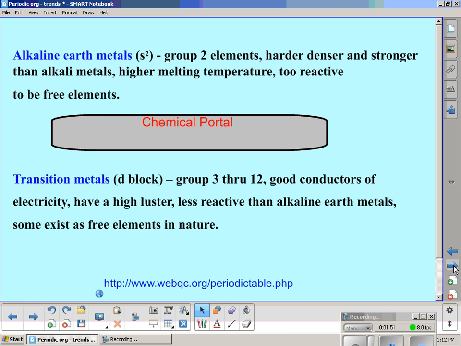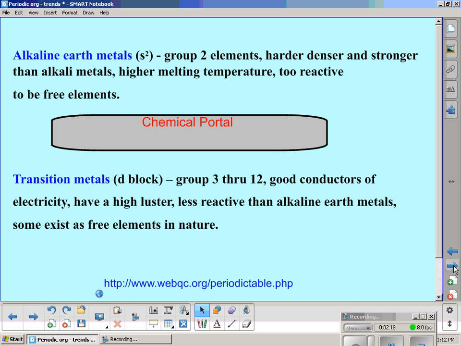Okay, our next group, group 2 elements. They're alkaline earth metals. They're harder, denser, and stronger than alkali metals. They have higher melting temperatures than alkali metals, yet they are still too reactive to be found as free elements in nature. You, again, won't walk down a trail and trip over a chunk of magnesium in your path.